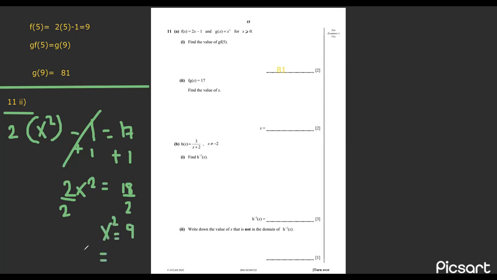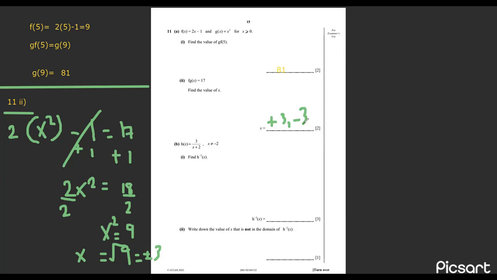So x, remember, we have the root of 9, which you have to write as positive and negative 3. Final answer here: x will be positive or negative 3. Okay. Just to be clear, it is positive 3 and negative 3.